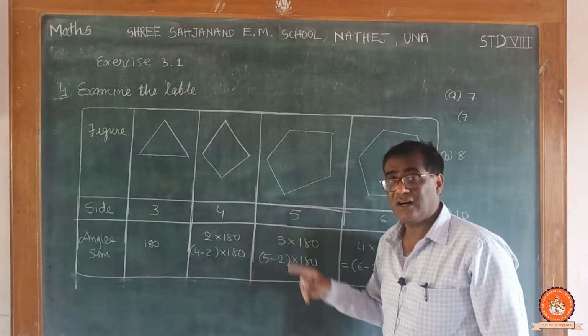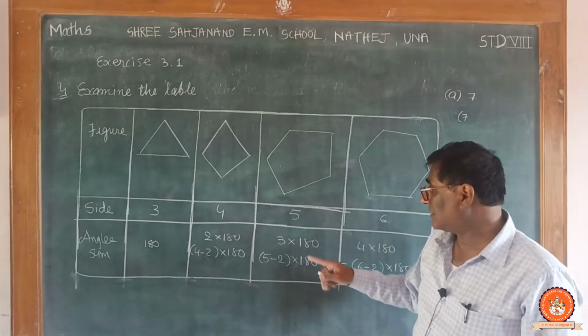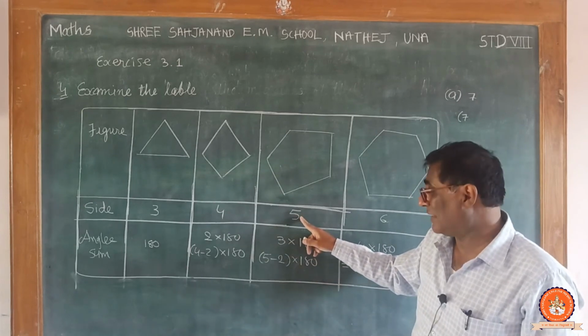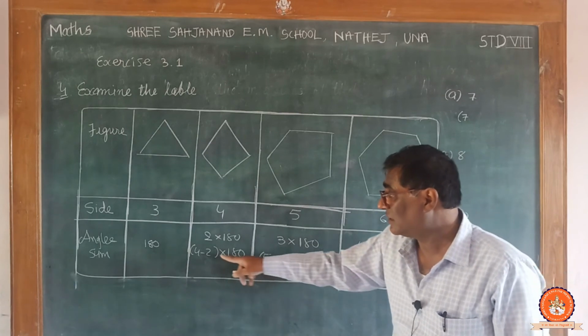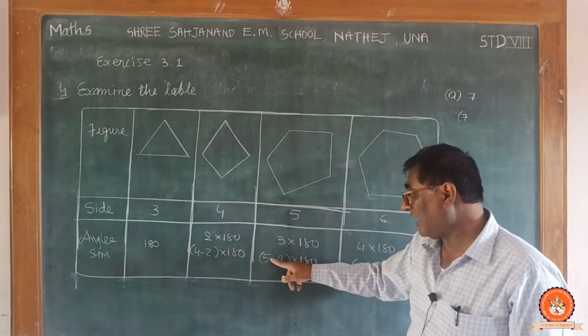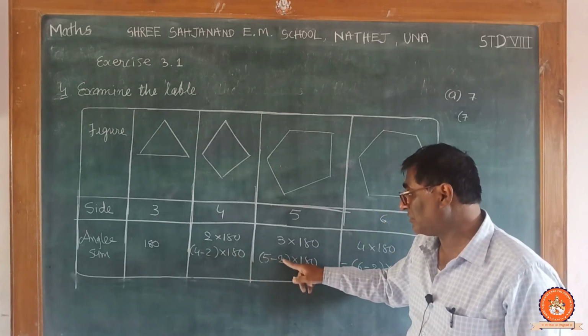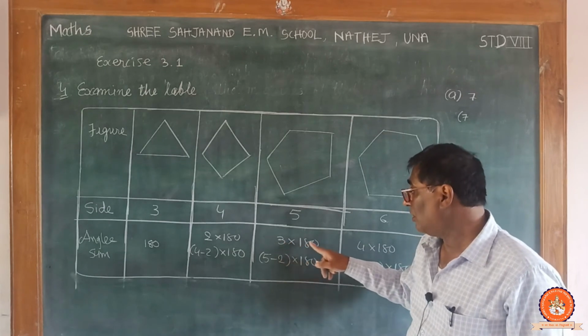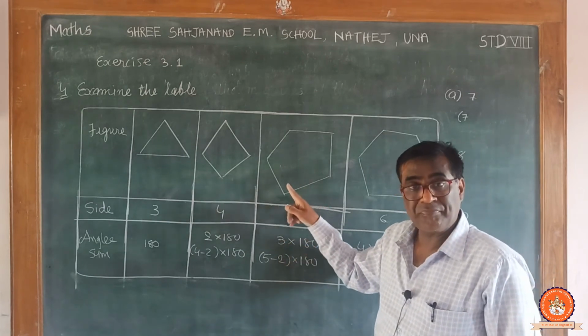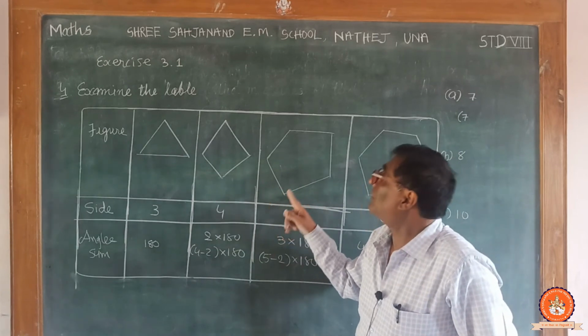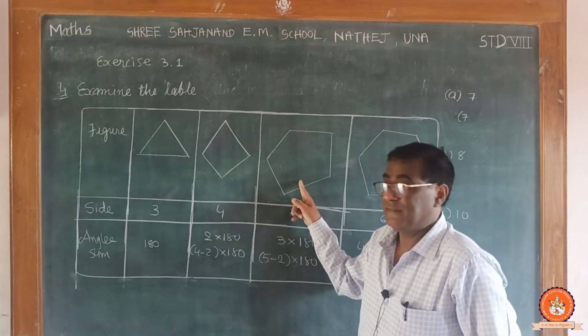Now think of a pentagon. It has 5 sides. So number of sides minus 2. It is always number of sides minus 2. It's 5 minus 2 is equal to 3, into 180. So 3 into 180 is 540. So the angle sum property for a pentagon is 540.